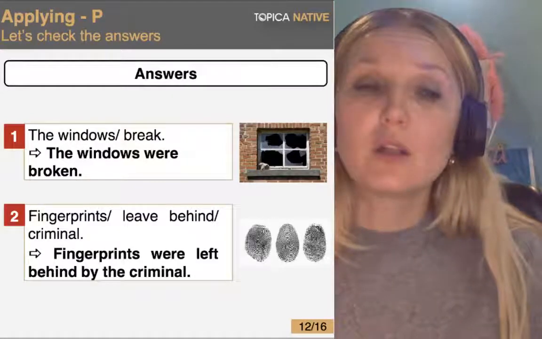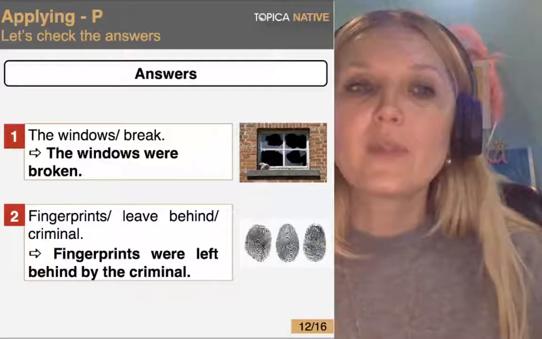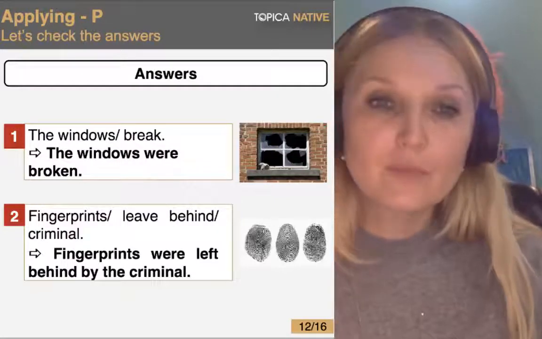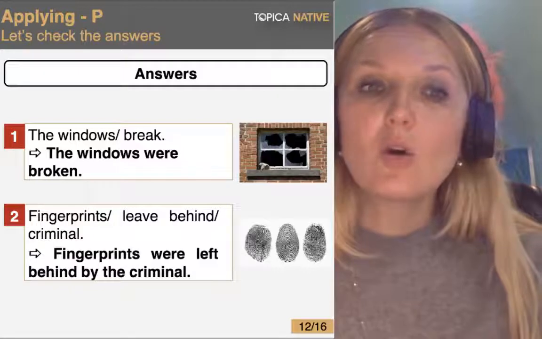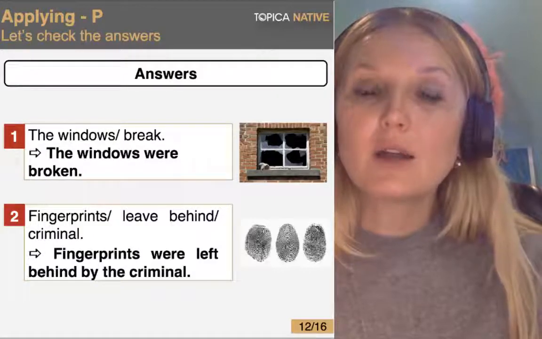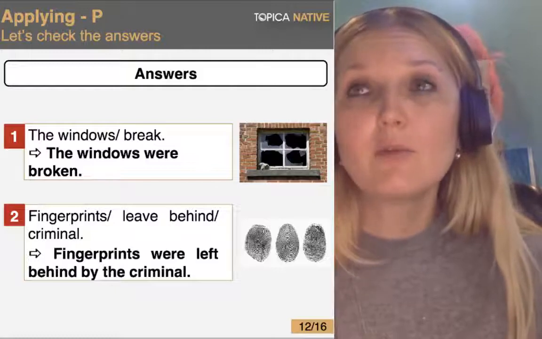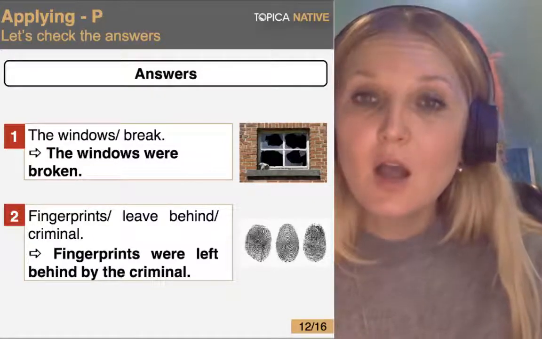It's possible. Number 2, fingerprints leave behind criminals. So fingerprints were left behind the criminals. So leave, left, also an irregular verb. So were left behind the criminal. Again, we can say fingerprints have been left if we know it's present perfect.